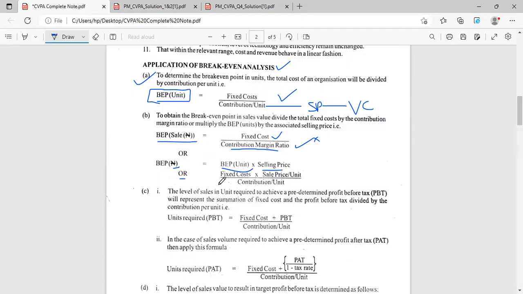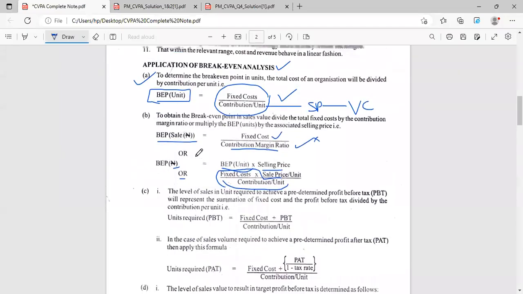Another way that I can do it is by saying fixed cost over contribution per unit, which is exactly this thing. They brought it here again, as you can see. Then that's times sales price, which is also the same thing. So fixed cost over contribution per unit will give us what? Break-even point in units times the selling price per unit. That will give us break-even point in naira. Does that make sense? Yes, sir.